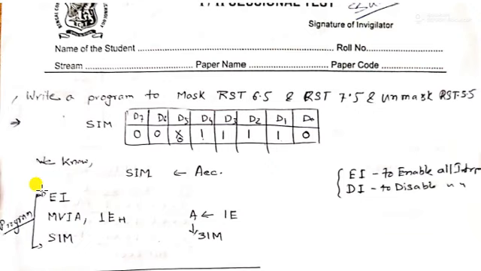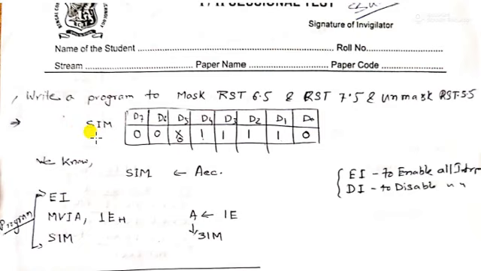I think it is clear why we use the EI instruction. If someone makes it disable, that means all the interrupts are disabled, and then if we use the SIM instruction in this frame format, the processor will not perform this operation because it has already disabled all the interrupts. So first of all we have to enable all the interrupts. Okay, then we have to use the SIM instruction.